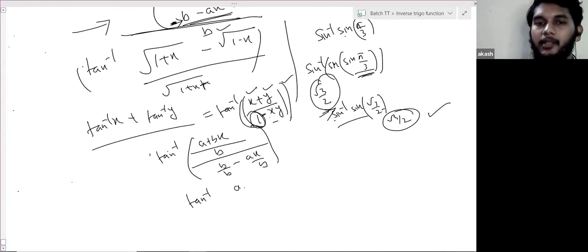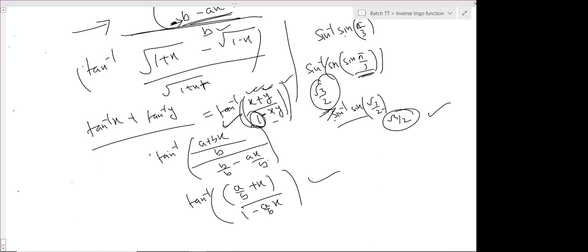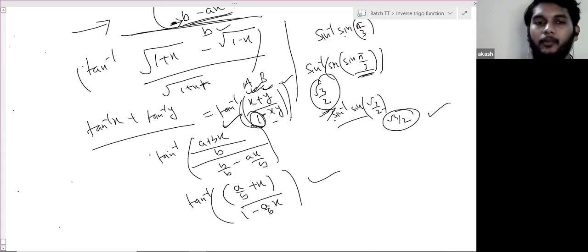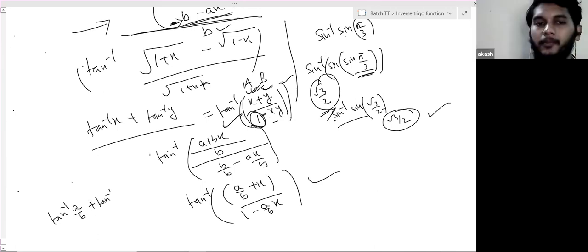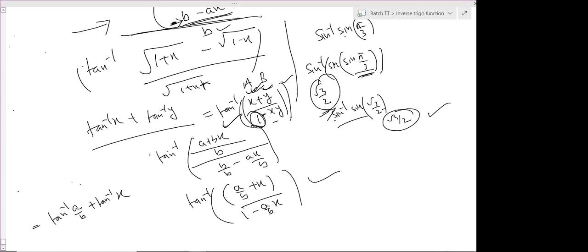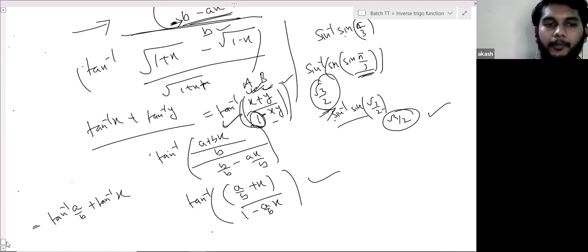Now we can write this as tan inverse of a by b plus x upon 1 minus a by b x. Does this look familiar? Something plus something, right? So what is a here? A by b, plus tan inverse x. So this is the simplest form. All right. Yes, sir. Next question.